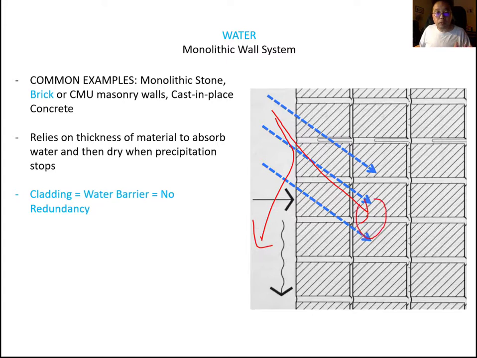Most of the water is absorbed into the thickness, because it is a load-bearing wall. It has to be a pretty thick wall to support the weight. So this monolithic, load-bearing wall works as the water barrier. But once again, this is not a typical wall system for contemporary architecture. So that's why we have to discuss the veneer wall system more.